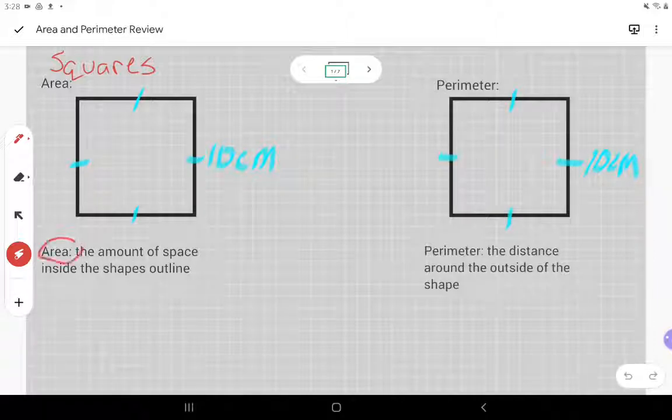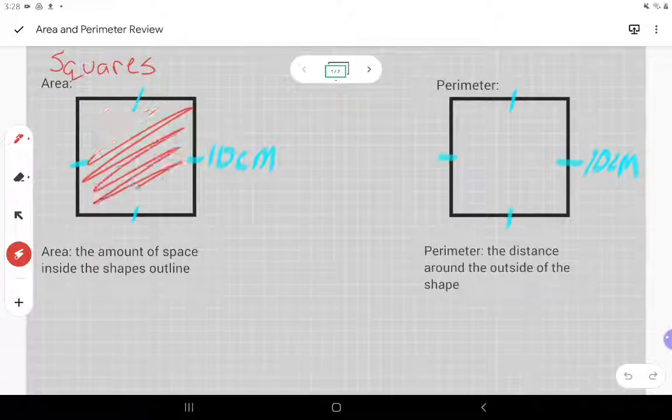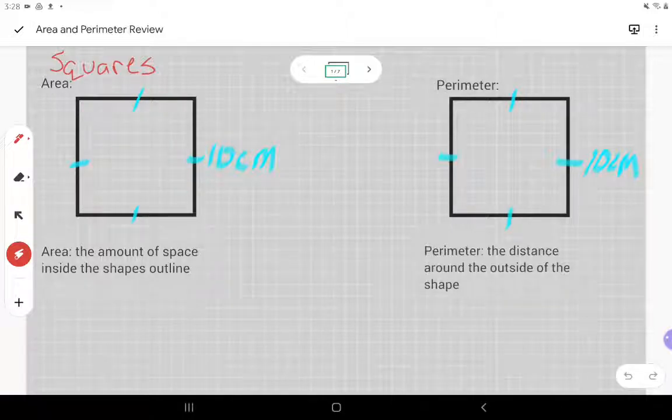So reminder, the area is the amount of space contained within the shape's outline, whereas perimeter, we're talking about just going around the outside of the shape, and I like to pretend there's a little person going for a walk around the outside. Okay, so when I'm looking at the area of a square, we kind of just did this in our last unit.